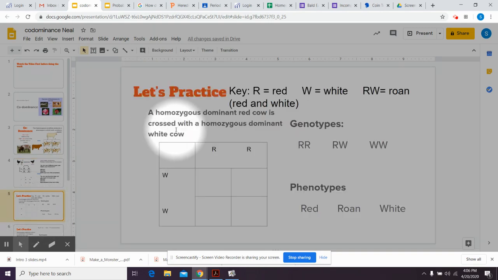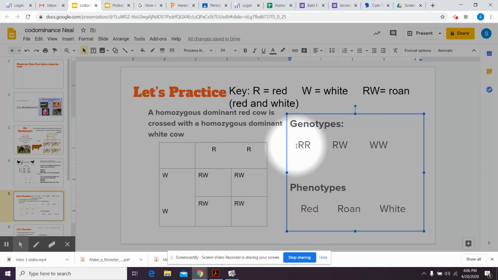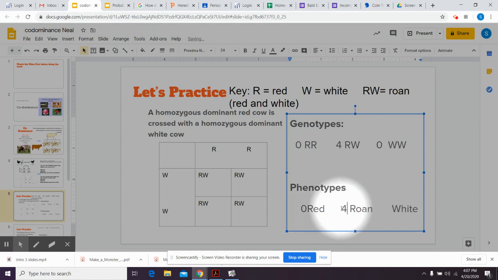So in terms of practice, we're going to use capital R for red, capital W for white. RW would give us roan. So filling in this first Punnett square, I'm going to get RW, RW, RW, RW. Okay, so genotypically, I could fill in my ratios. I'm going to have 0 of the 4 RR. I'm going to have 4 of the 4 RW, and then 0 WW. Phenotypically, I'll have 0 red, I'll have 4 that are roan, and 0 that are white.